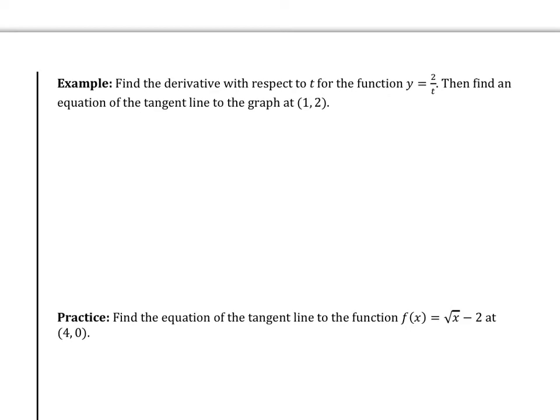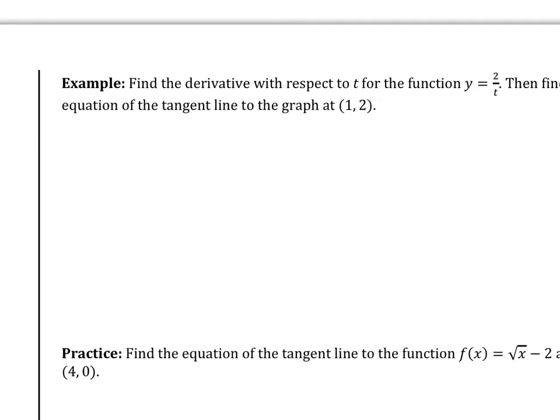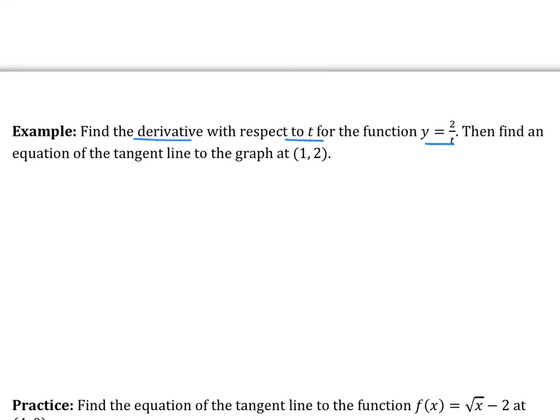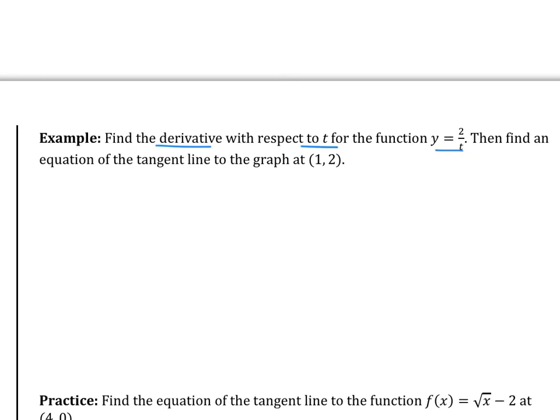Okay, let's really quickly talk about finding the derivative and then finding the tangent line to that derivative at that point. So remember we said derivative just means slope of a tangent line. And then, so this one says find the derivative with respect to t of this function. And then it says to find an equation of the tangent line to the graph at 1, 2.